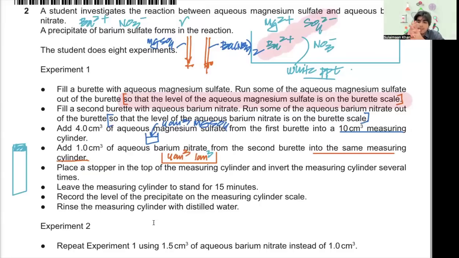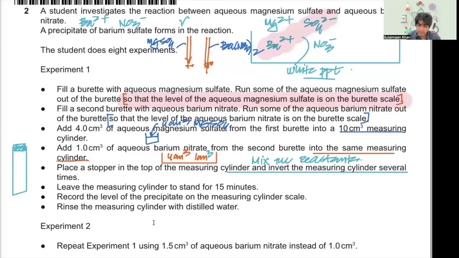Yes, the final volume, we'll look at the final volume, Kafia. But why is he shaking it? See, ask yourself every single time, why is he shaking? And invert the measuring cylinder several times. Why is he inverting like this? Inverting to mix the reactants, to ensure that all the barium ions come into contact with all the sulfate ions present and form a precipitate, right? So he's shaking obviously to mix the reactants effectively, to ensure that all of the barium ions come into contact with the sulfate ions, right? Yes, great.